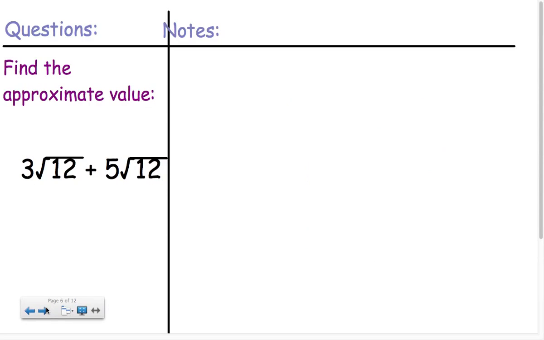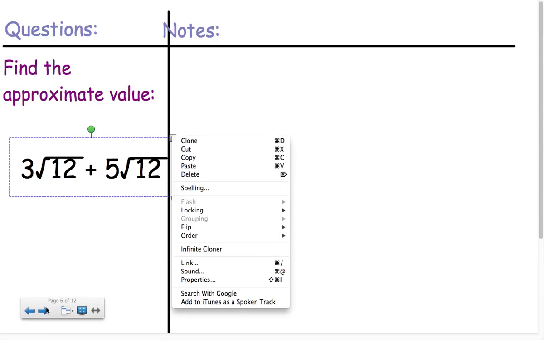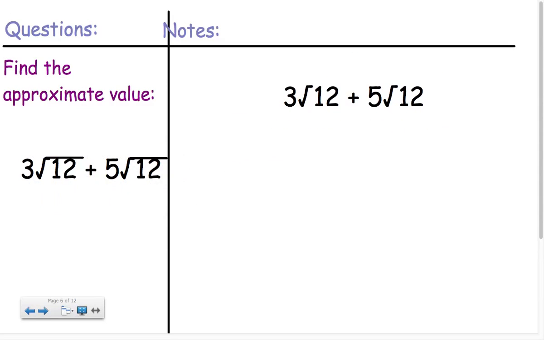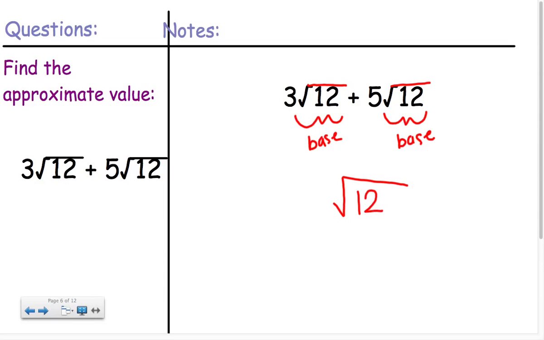Okay, so a problem like this looks a little different. When we have two square roots, what I want you to look at is their bases. I call these their bases, what's underneath the square root sign. If both of the bases are the same, leave it the same. So they're both 12, so we'll leave it at 12. Then we're going to take our 3 and our 5 and add them because there's a plus sign in the middle. So 8 square root 12.